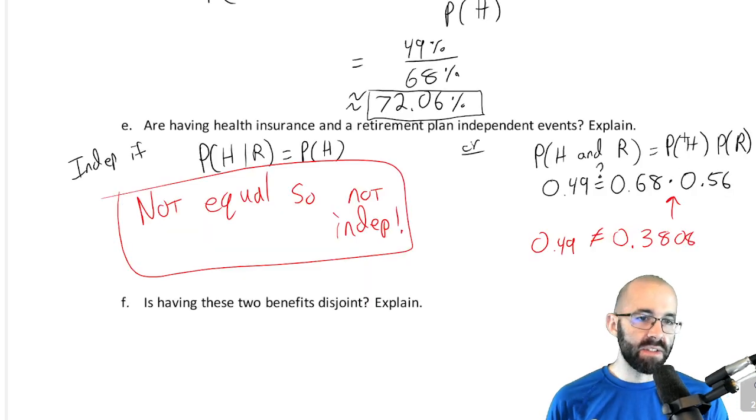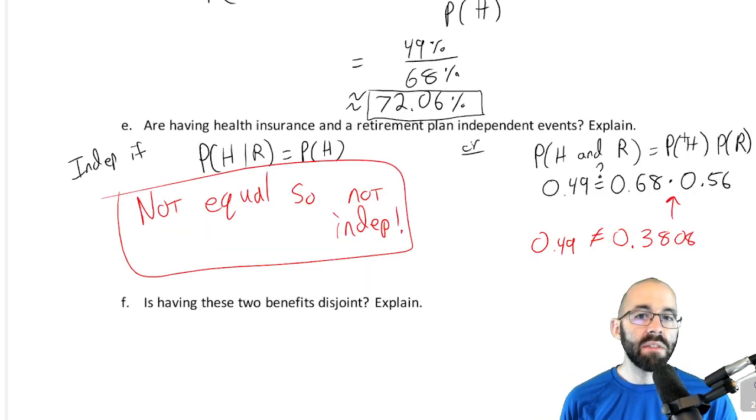They're independent if these things are equal to each other. One will affect the other. If you know someone has health insurance, it's more likely that they have a retirement plan, and vice versa.